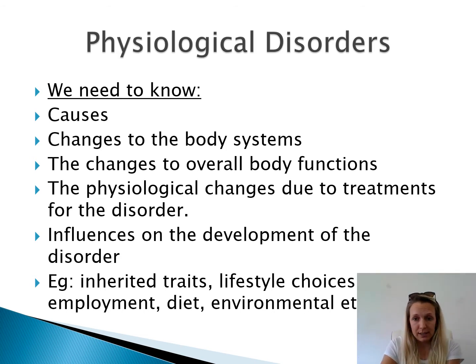We will look at the causes, the changes to the body systems, the changes to the overall function. So how does the body function with this disorder? We look at the changes due to treatment. So what's the treatment, and then what are we looking to actually affect? And influences. So is it inherited? Is it genetic? Lifestyle choices? Is it to do with employment, people's diet, environments, that kind of stuff? That just says etc. So there's a few things there to look at.